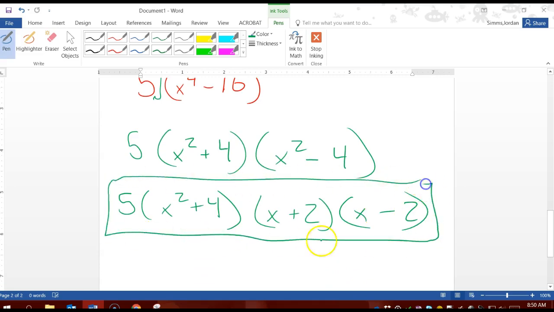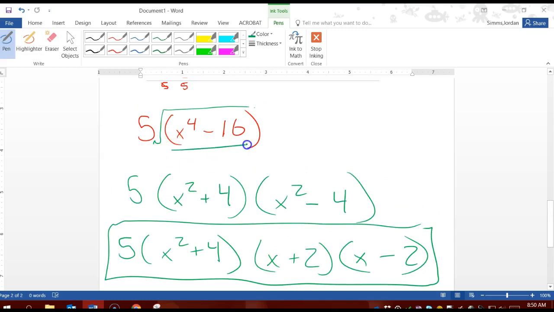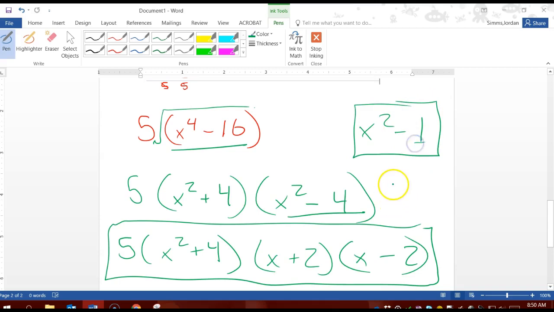So you can see the big trick there, buddy, is that it's a difference of squares, and then a difference of squares again. And if you miss that on the test, you're toast because you're not factored completely. So always be on the lookout for those differences of squares. And also x squared minus 1 is a difference of squares too. 1 is a perfect square as well.